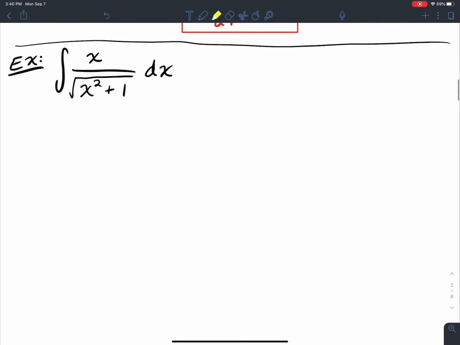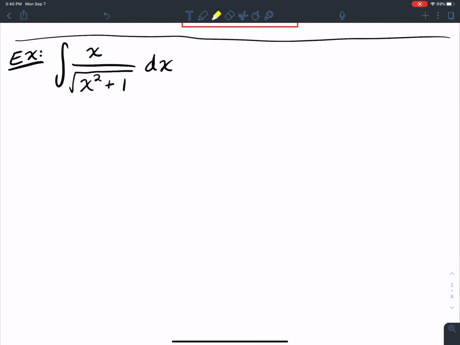U-substitution again. So the first thing I have to do is figure out what's going to be my inside function. Well, anytime I have a square root, I automatically think whatever's in the square root is going to be my inside function. Is that always the case? No, it's not. It's trial and error with u-substitution. If you do a u-sub and you can't get everything in terms of u, you've got u's and x's, then you made a bad u-sub. If you did it right, you won't.